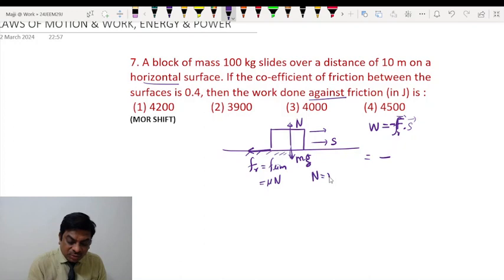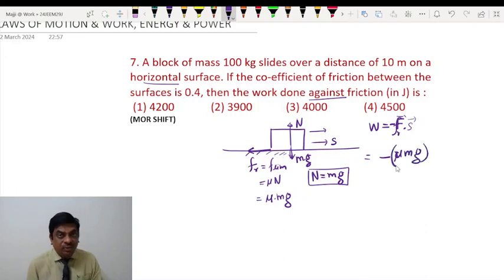And of course, since the movement is horizontal, the vertical forces must balance each other. So therefore, normal reaction will be equal to mg. So this is how you write. So mu into mg is the force of friction. If you remember, then directly you can write this. And displacement is 10 meters.